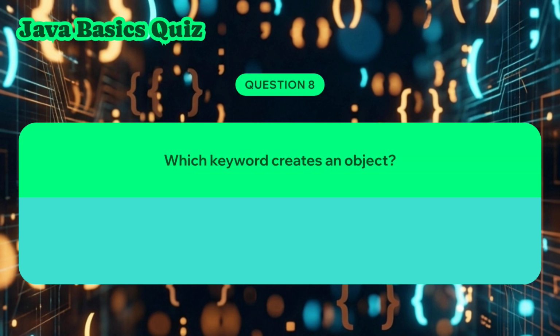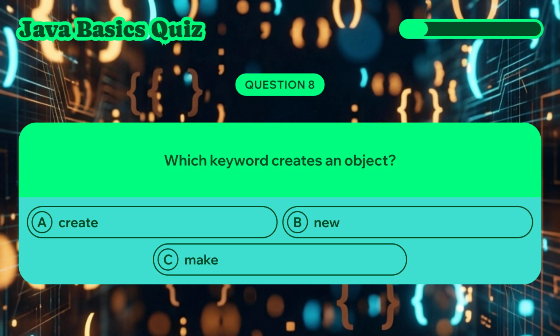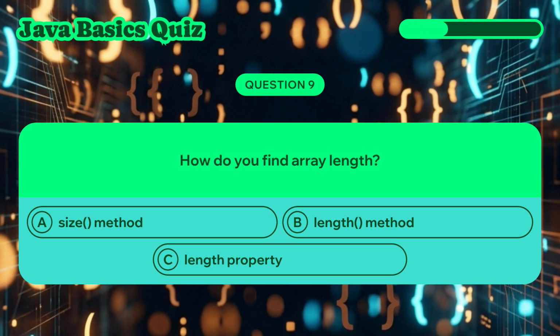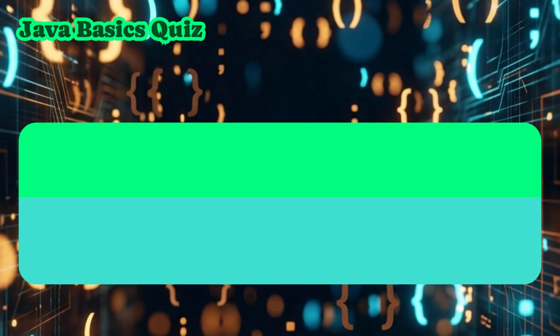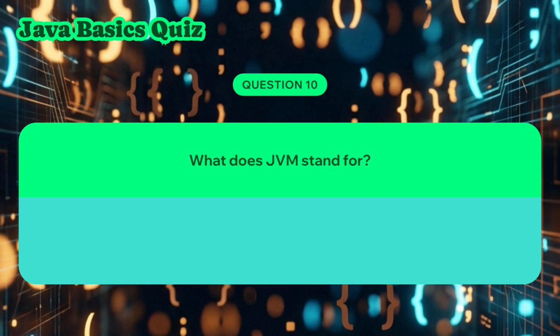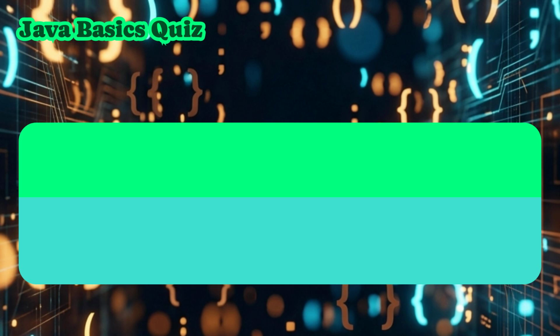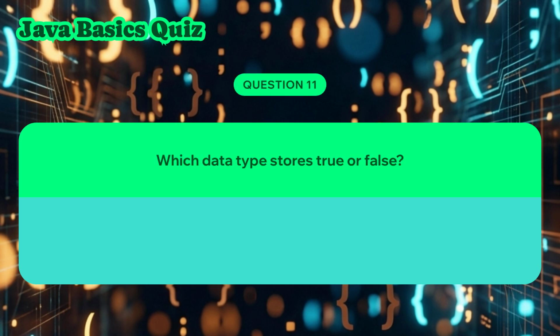Which keyword creates an object? How do you find array length? What does JVM stand for? Which data type stores true or false?